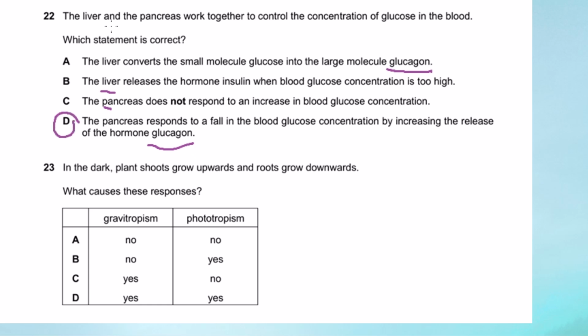So here again, I think it's easy to see which one it's not, and then go for this one. In the dark, plant shoots grow upwards and the roots grow downwards. Now this is due to gravity, not phototropism. So already here we see it can't be A and B because they don't talk about gravity. So our options here are C and D. And has it anything to do with phototropism? No, because it's in the dark, so it can't have anything to do with this one. So the only one that has a yes to gravity and a no to phototropism is C. So C will be our answer.